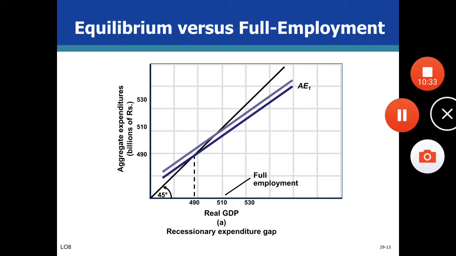In this figure, we see the 5 billion gap that causes a 20 billion GDP gap. 490 and 510. The difference is 20 billion. If the recessionary expenditure gap is 5 billion, that means our aggregate expenditure is less than full employment GDP by the amount of 5 billion. So that gap will result in a fall in the real GDP by the amount of 20 billion.